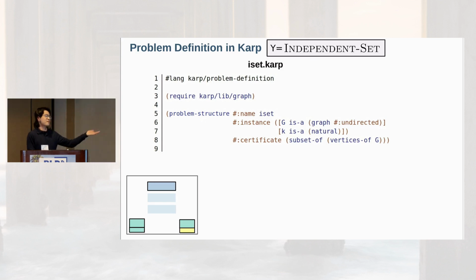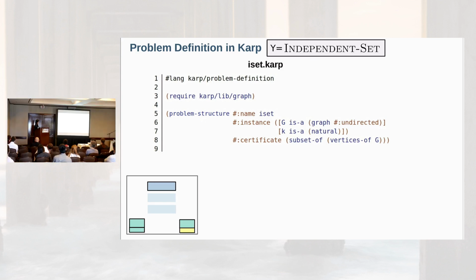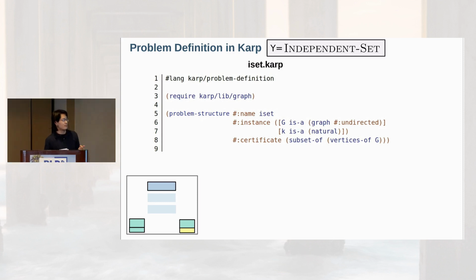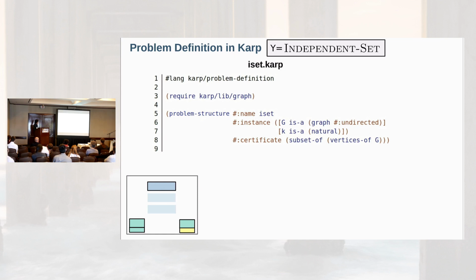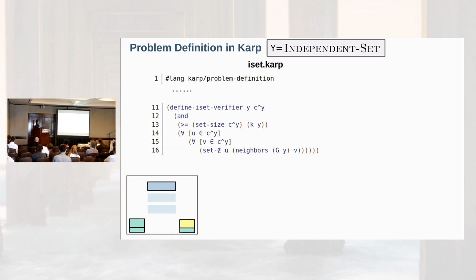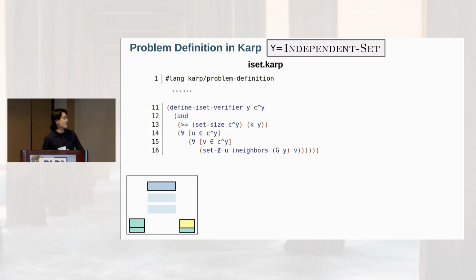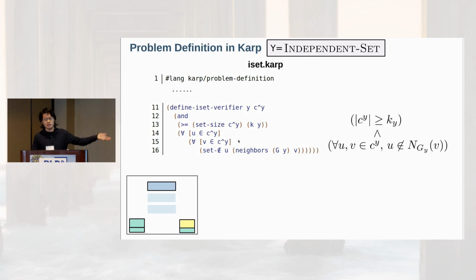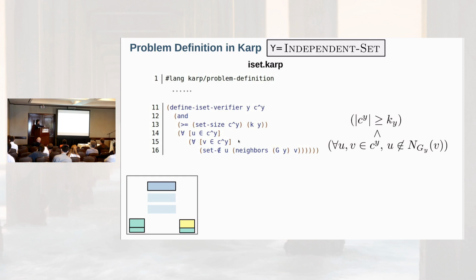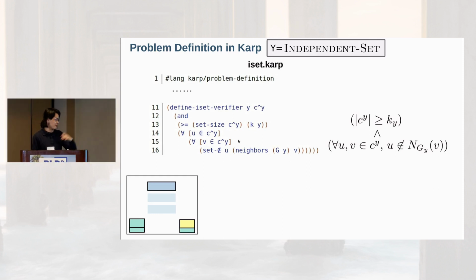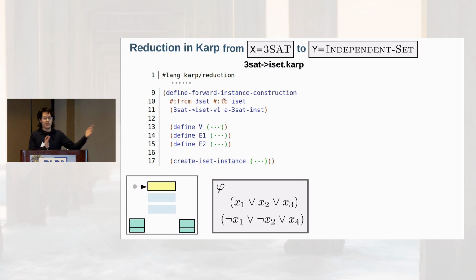Okay, so this is exactly what we usually write in code. You say, I have a problem called independent set, and the structure is a graph, which is undirected, and a k, which is a natural number, and the certificate is a subset of vertices of that graph. Similarly, the verifier does the checking that I just described. It checks that the incoming certificate has a size of at least k, and that no 2 vertices are neighbors of each other. And this exactly matches how we would write the verifier in a paper. So now we have the problem definitions.